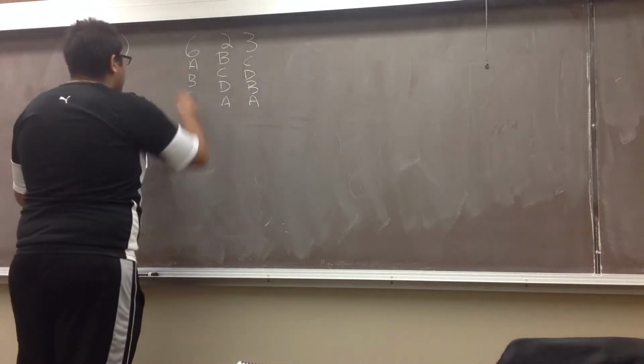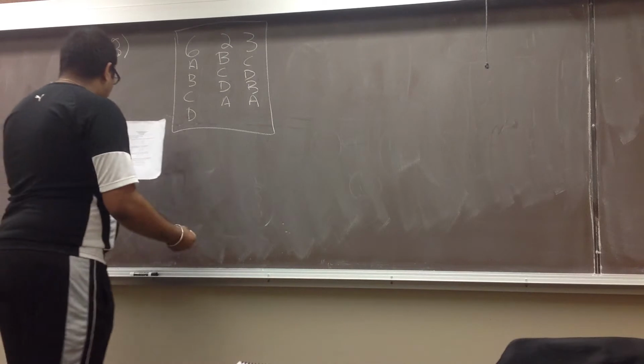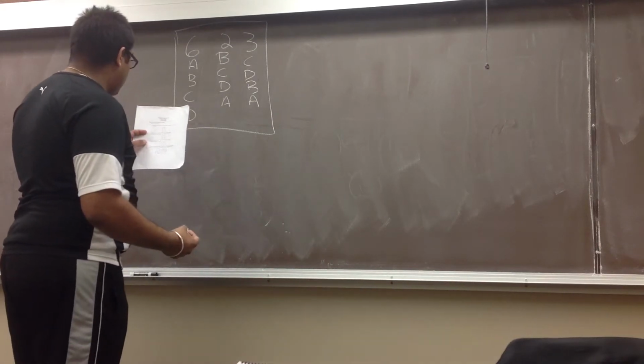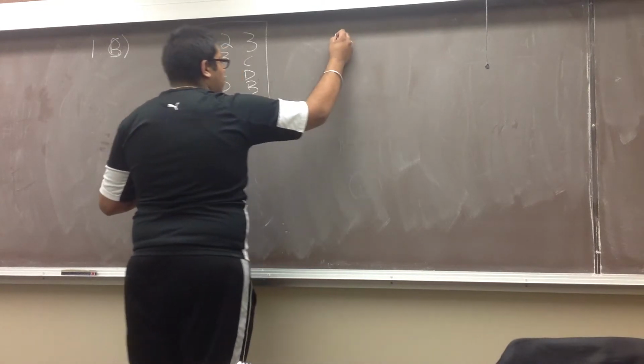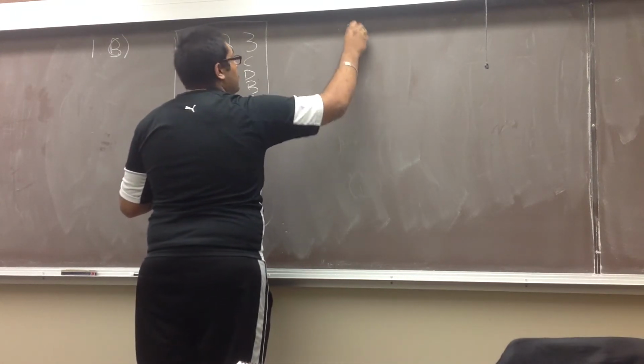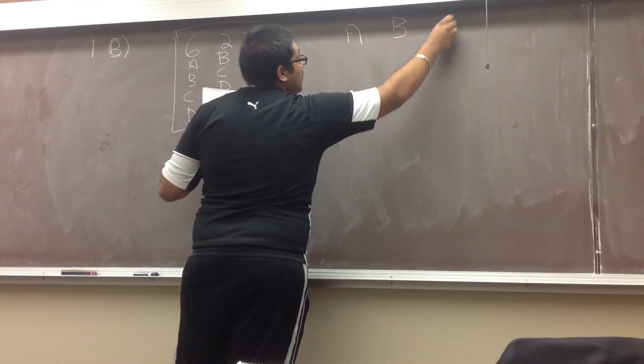Okay, so that's the chart they give us. Then we're going to be doing Borda count. So with Borda count, we have to line up all the possibilities. We have A, B, and C.